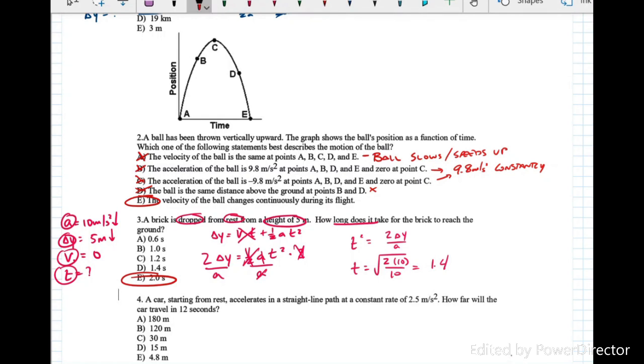2 times 5 divided by 10 should come out to 4 seconds. Sorry, should come out to the square root of 4 for 2 seconds as our time. There's a mistake on the key.